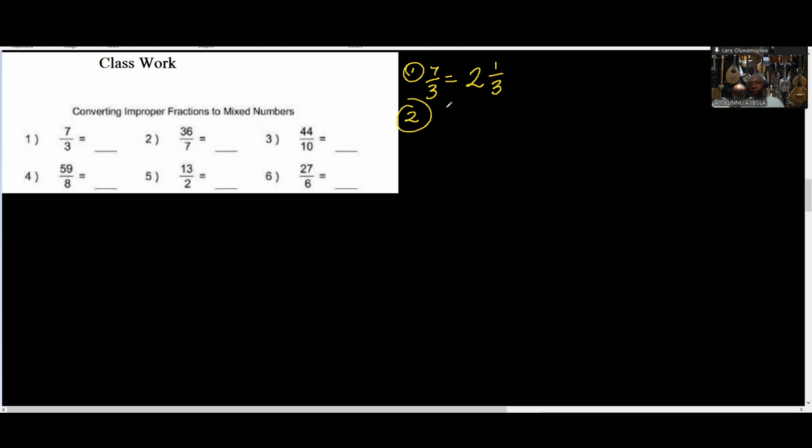Yes. Then number 2, 36 over 7. 36 over what? 7. So how many times can 7 go in 36? That is 5 times. 7 times 5 is 35. Okay. So once you have 5, it remains 1, right? Please look at the board. It remains 1 over 7.